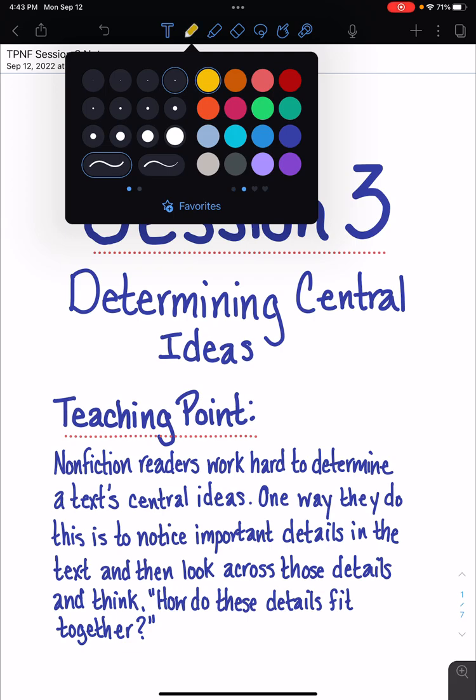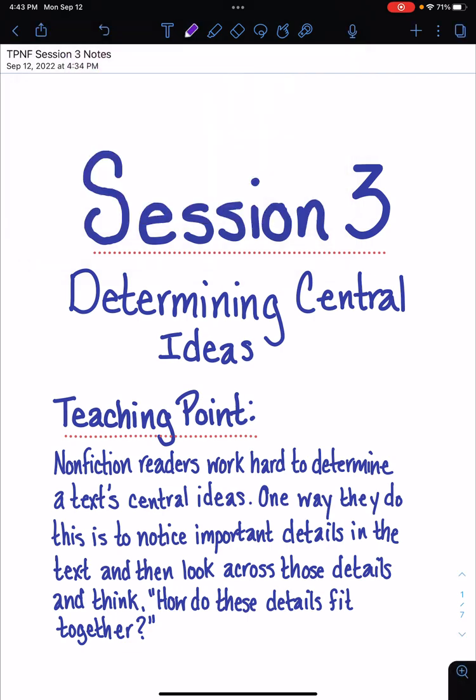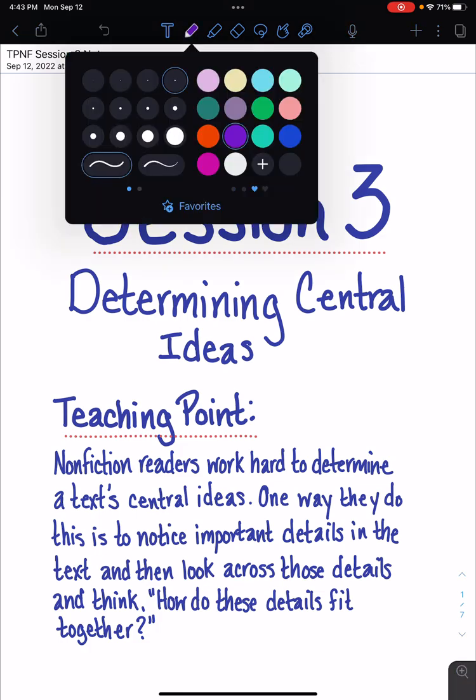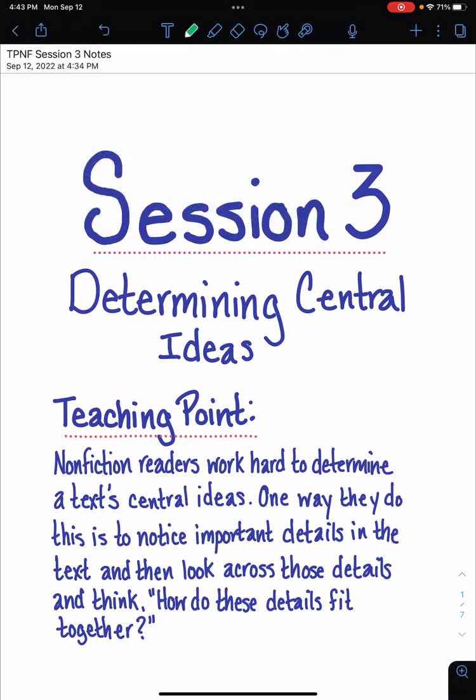I keep trying to figure out what color I want to write with, because I want it to be different than what's happening. Ooh, yeah, let's do this. I like that green.